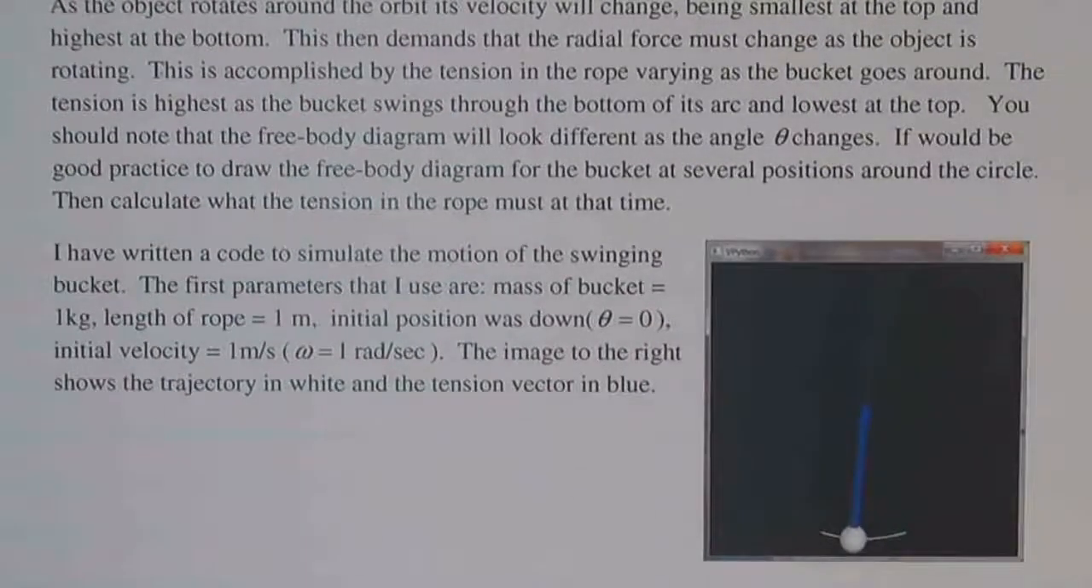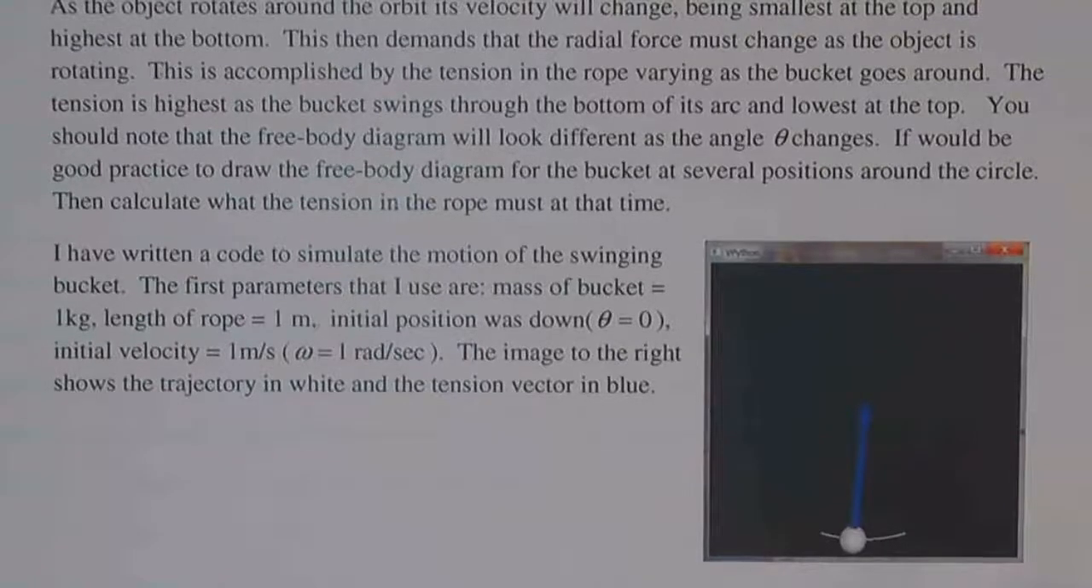Okay, so I wrote a code to simulate the motion of a particle moving in non-uniform circular motion. And in the first case, what we did is we started with a rather low initial angular velocity of 1 radian per second. We let the particle start at rest at the bottom. And the motion that we see is the white trajectory here. And what I've shown is the tension in the rope in this blue arrow.